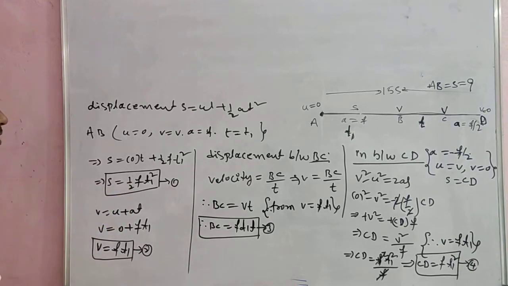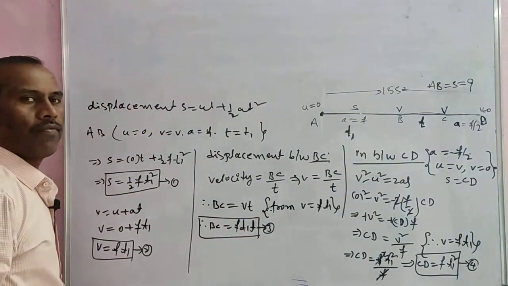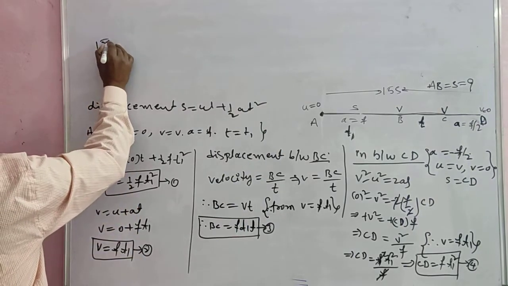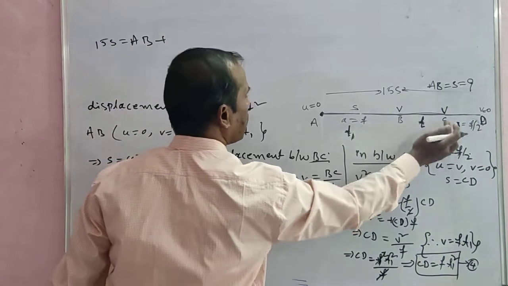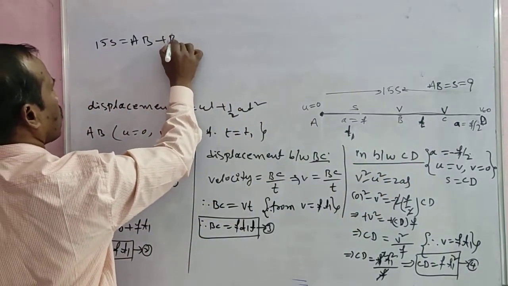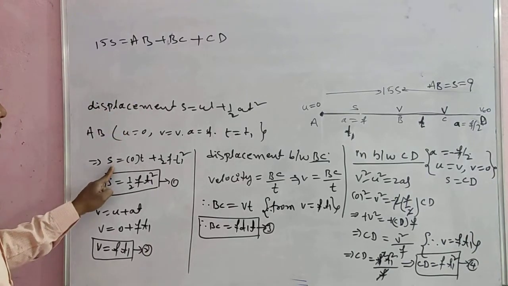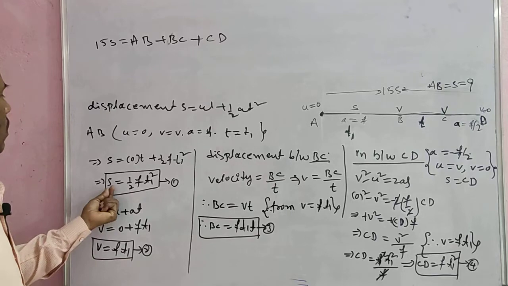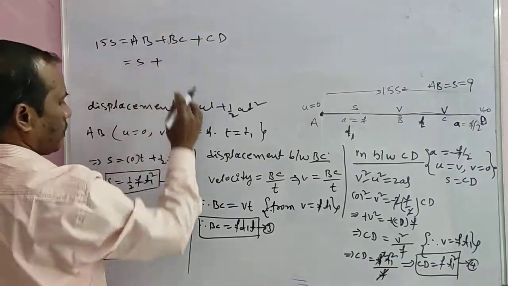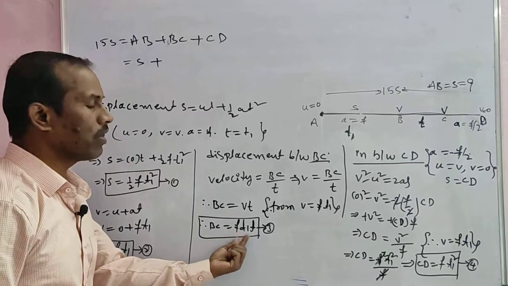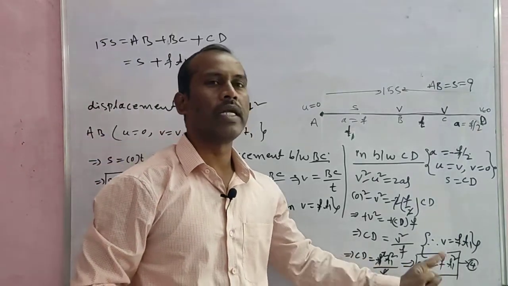From these equations, the total displacement of the car from A to D, 15s, is equal to AB plus BC plus CD. AB is nothing but S. Plus BC, from equation 3, BC is equal to FT1T. Plus CD, CD is equal to FT1 square.